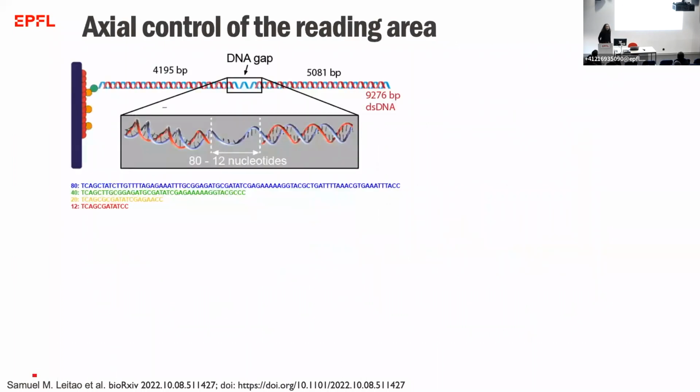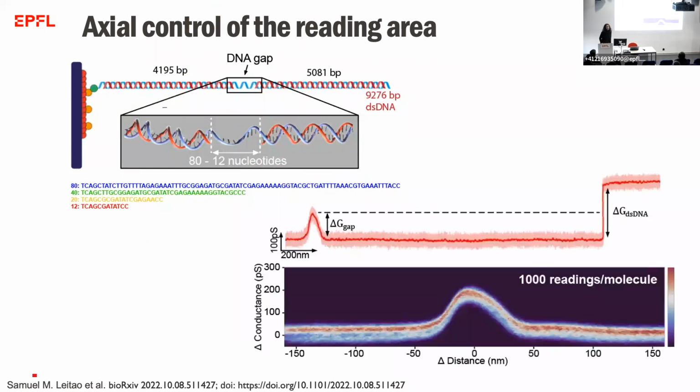Going even further in determining the resolution of the system, we designed another molecular ruler based on DNA, where we introduce a variable-sized gap from 80 down to 12 nucleotides. Again, looking with the capillary and the method that we have, we could scan these gaps in a controllable way, doing here more than 1,000 readings of the same molecule, and replotting this area where the single gap is located.